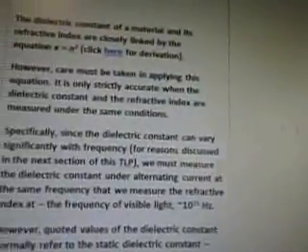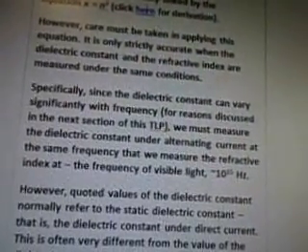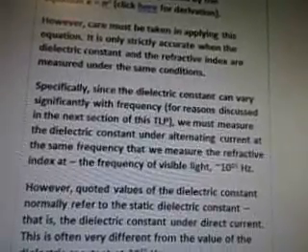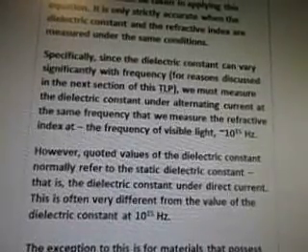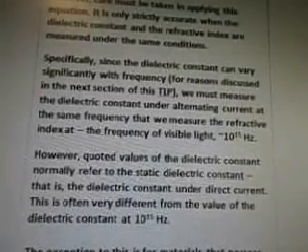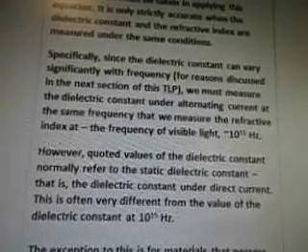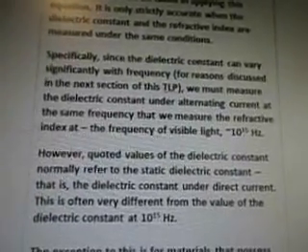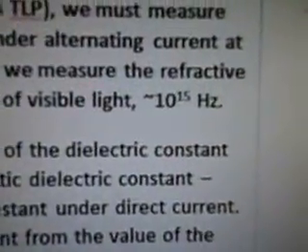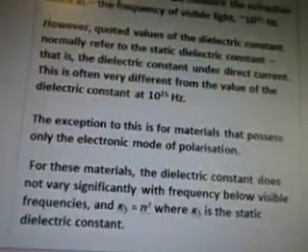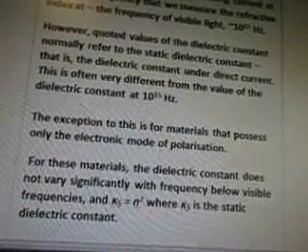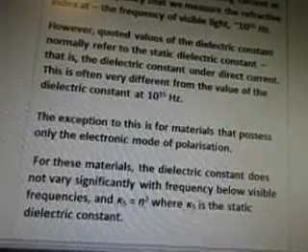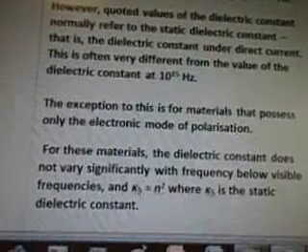Let's go back here. However, care must be taken in applying this equation. It is only strictly accurate when the dielectric constant and the refractive index are measured under the same conditions. Specifically, since the dielectric constant can vary significantly with frequency for reasons discussed in the next section of this TLP, we must measure the dielectric constant under alternating current at the same frequency that we measure the refractive index at, the frequency of visible light, 10 to the 15 Hertz. However, quoted values of the dielectric constant normally refer to the static dielectric constant, that is, the dielectric constant under direct current. This is often very different from the value of the dielectric constant at 10 to the 15 Hertz.